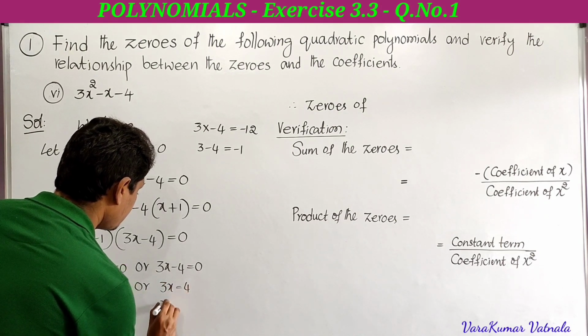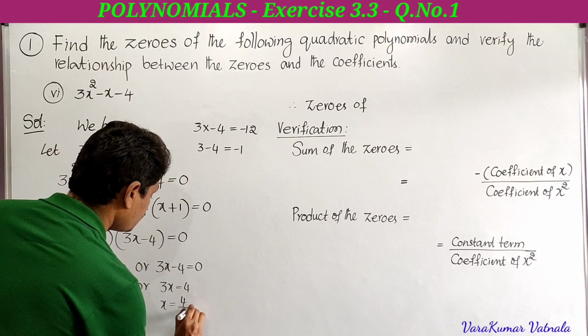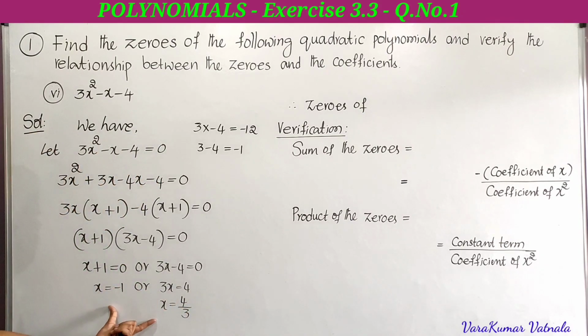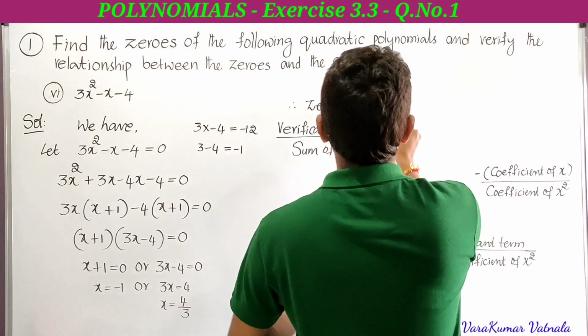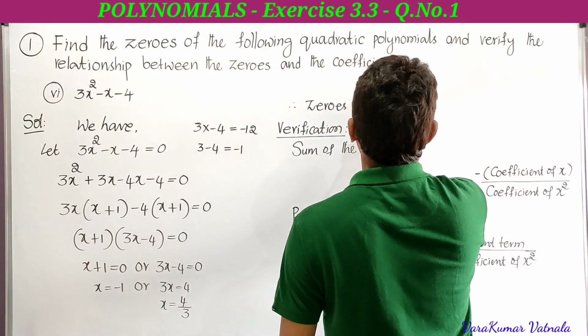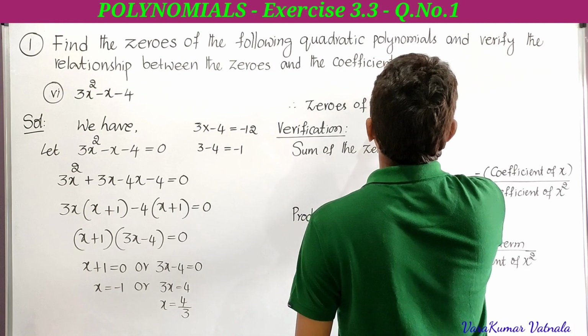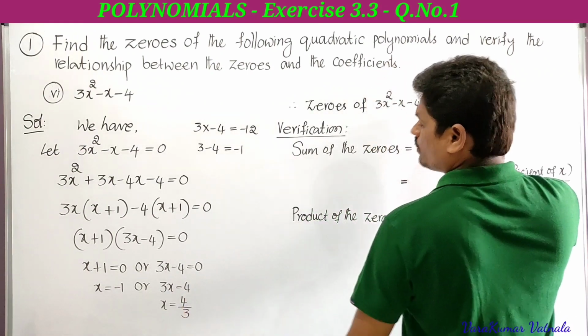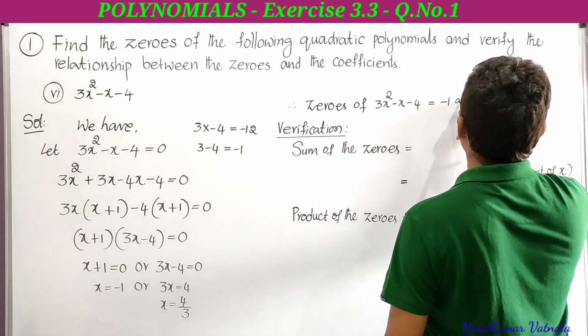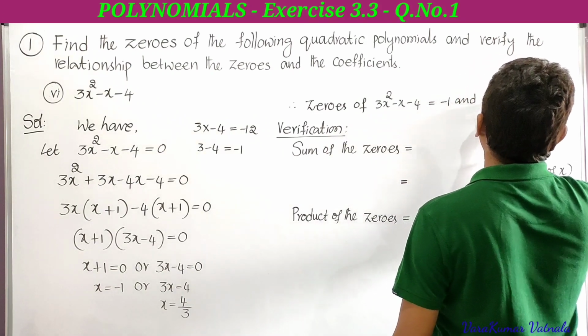That implies x is equal to 4 by 3. Therefore the zeros are minus 1 and 4 by 3. Therefore the zeros of 3x square minus x minus 4 are minus 1 and 4 by 3.